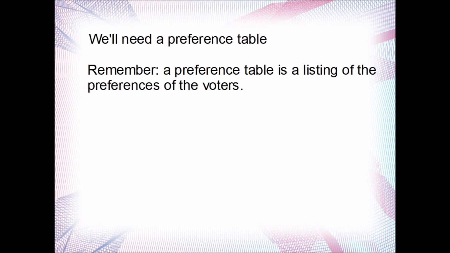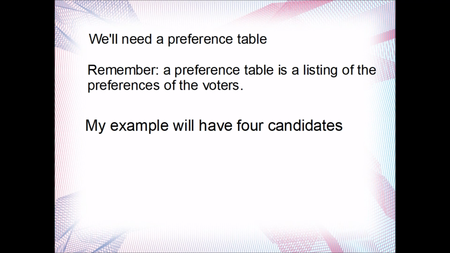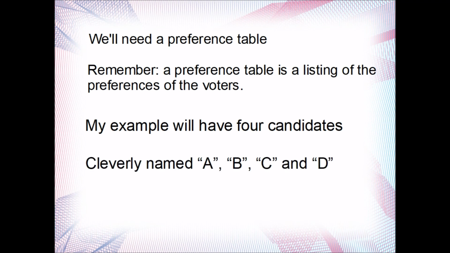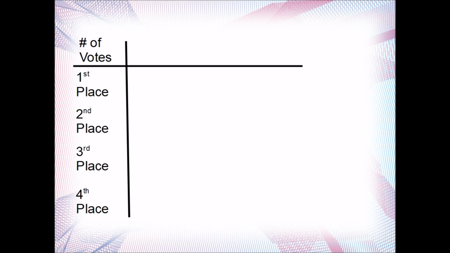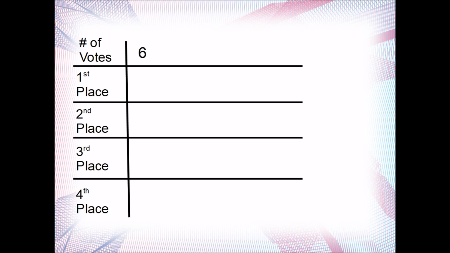First, we'll need a preference table. Remember, a preference table is a listing of the preferences of the voters, hence the name. My example will have 4 candidates very cleverly named A, B, C, and D, because I am not creative. So here we go. Just a reminder of how a preference table works. I'll have number of votes, first place, second place, etc. Put lines to make it tidy.